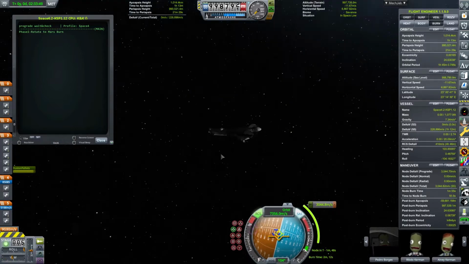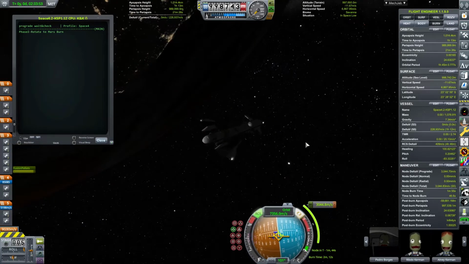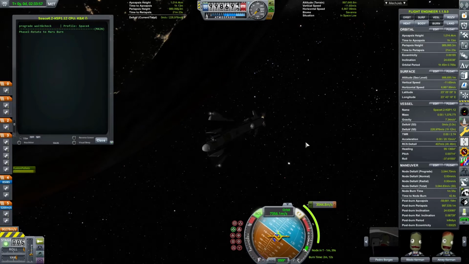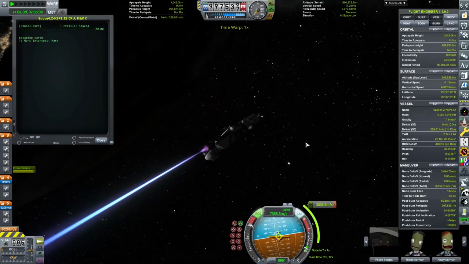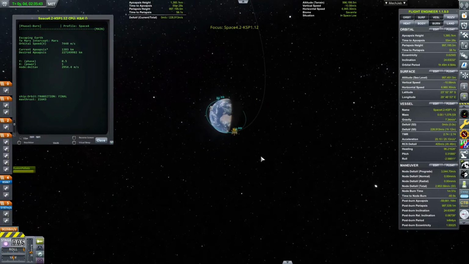So let's wait for the proper position using the RCS, which should be now. Okay. So now we are at the proper position, doing our prograde burn.